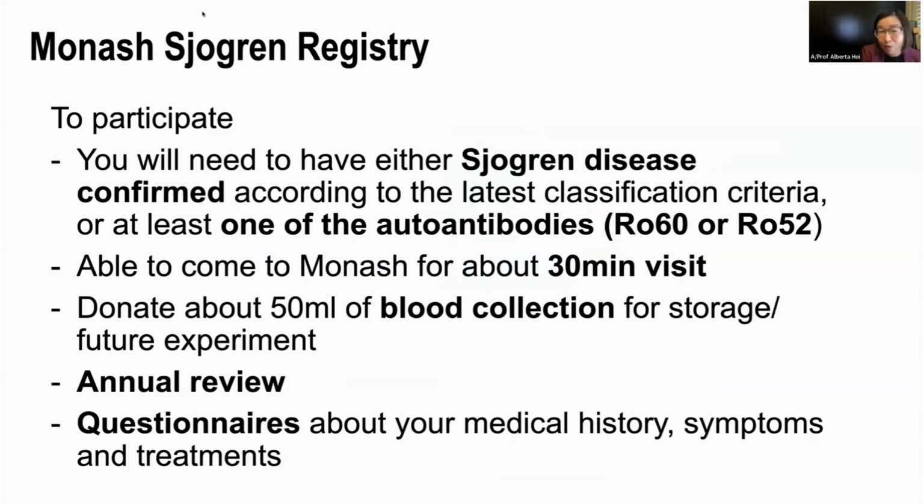And so a couple of things to flag if you're interested in this: if you have Sjogren's, it involves coming to Monash for about half an hour. We do ask for some blood that we want to store away, and then annual visits to look for any disease progression and complications. And then we'll ask you to do some questionnaires about your medical history, symptoms and treatment.